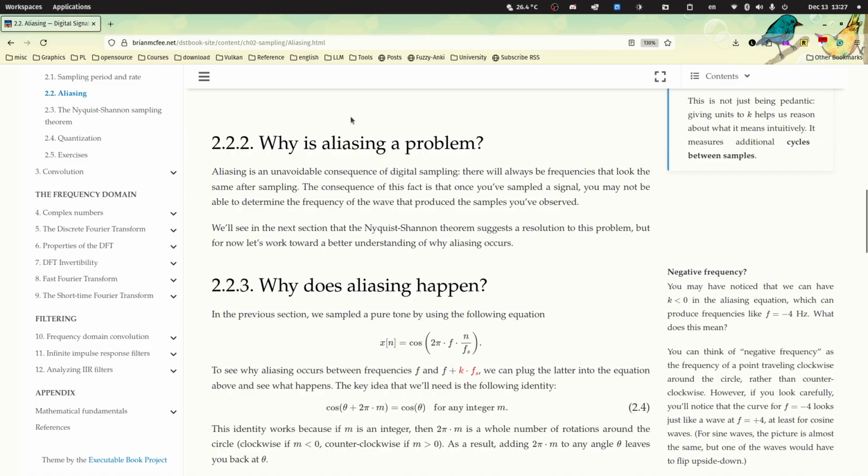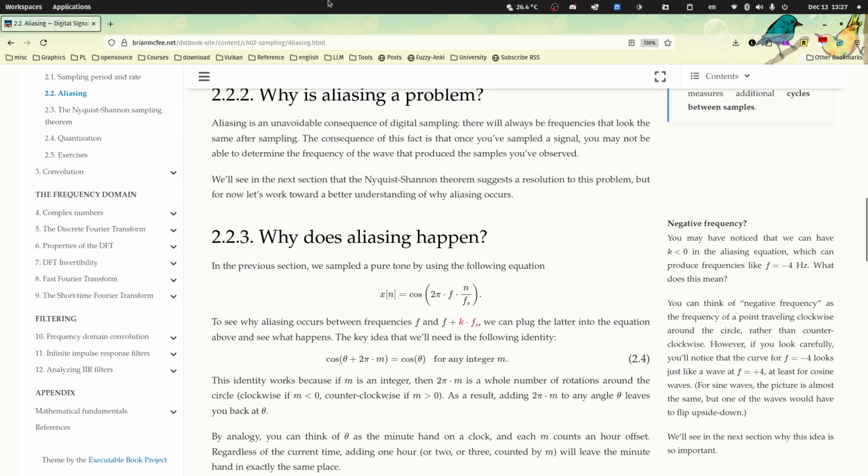Why is aliasing a problem? It's an unavoidable consequence of sampling. There will always be frequencies that look the same after sampling. The consequence is that once you sample a signal, you may not be able to determine the frequency of the wave that produced the samples you've observed. The Nyquist-Shannon theorem suggests a resolution to this problem, but for now let's work toward a better understanding of why aliasing occurs.